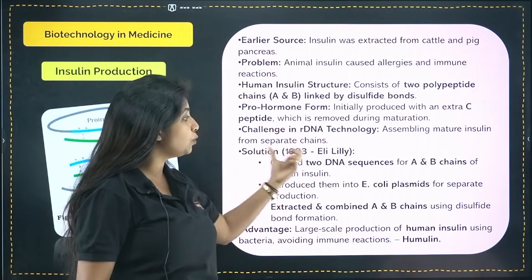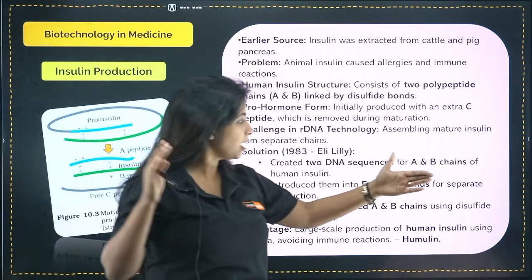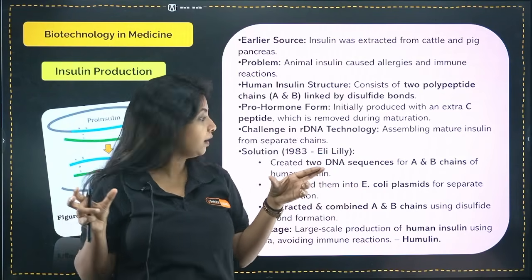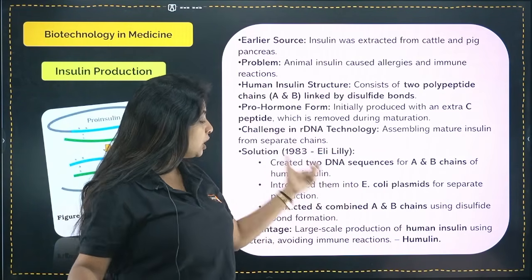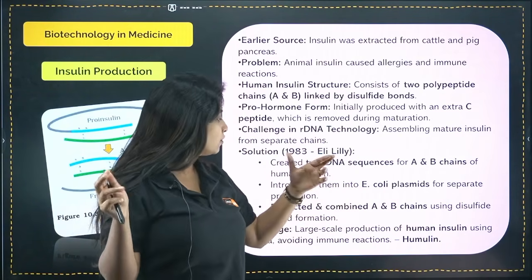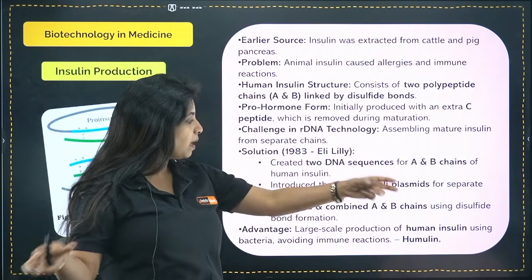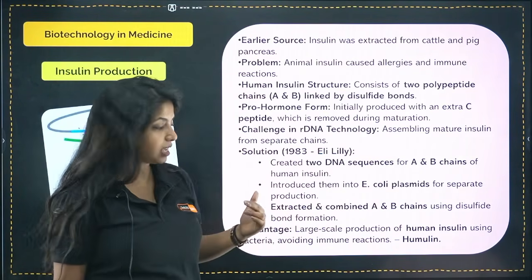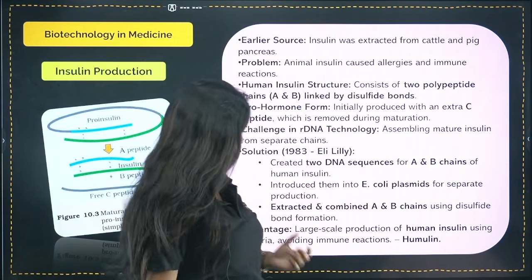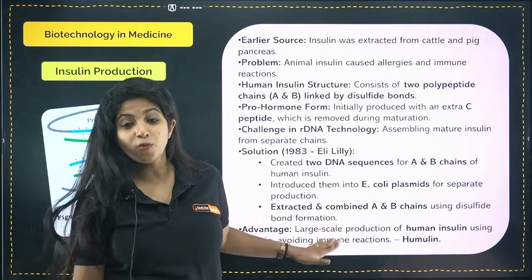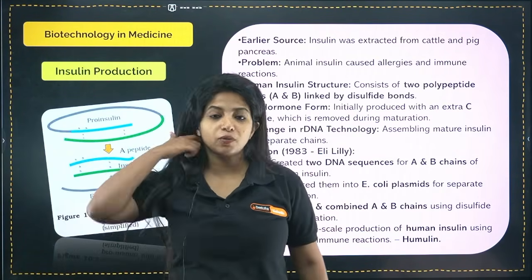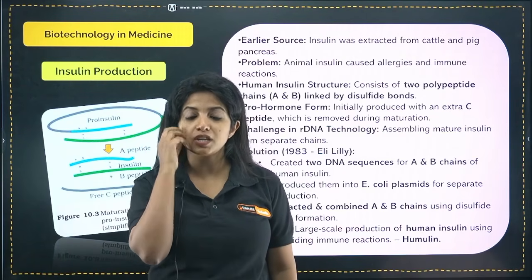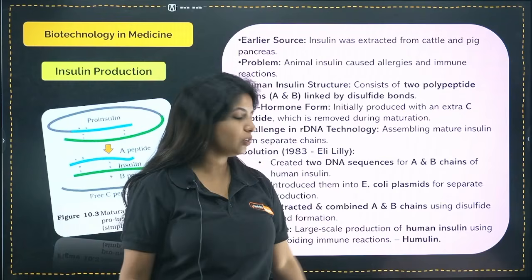Eli Lilly created two DNA sequences for A and B chains of the human insulin. A and B chains separately, we got two DNA sequences, introduced them into E. coli plasmids for separate production, extracted them and combined the A and B chains using what? Disulfide bond formation, and that is how large-scale production of human insulin using bacteria was done, avoiding any sort of immune infection. Why? Because it's our own type of human insulin that is being produced, right? And which is what you call as humulin.